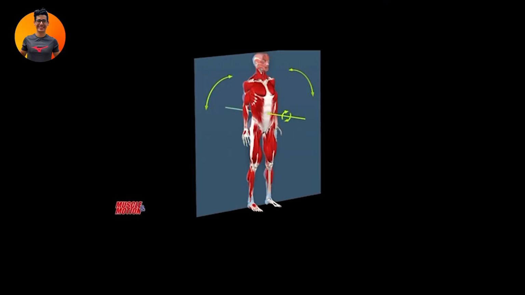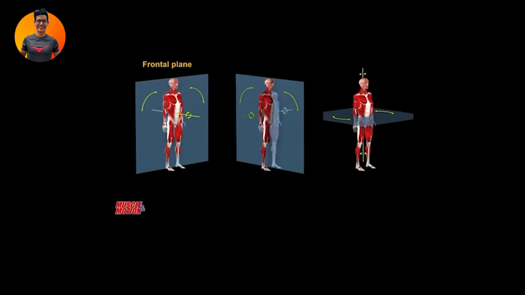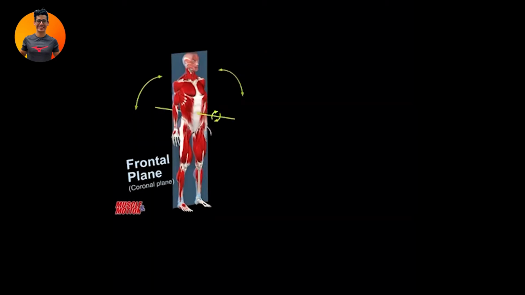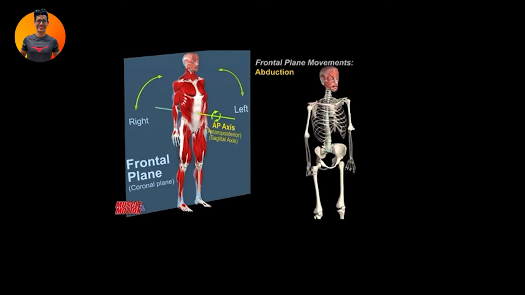Planes of movement. Human movements are described in terms of the plane in which they pass through. There are three planes of motion: the frontal plane, the sagittal plane, and the transverse or horizontal plane. The frontal plane passes through the body from left to right, dividing the body into anterior and posterior parts.